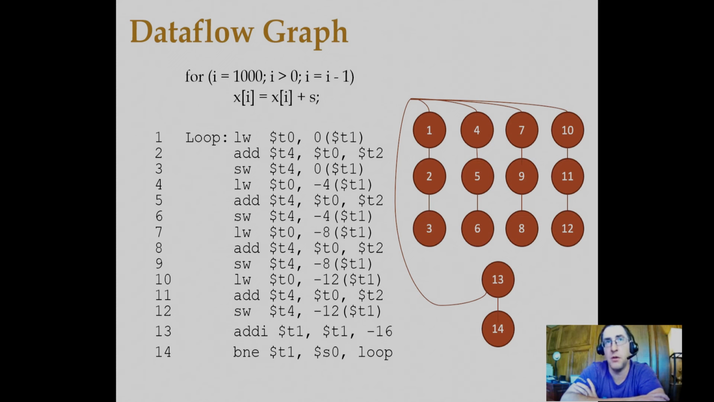But 1, 4, 7, and 10 can all happen at the same time because they have no dependencies with each other. Note, however, that 1 and 4, for example, have an output dependence on each other, right? They both write to T0. Write after write and write after read are name dependencies, because they're dependencies in name only, the name of the register. There's no reason we can't load word into something other than T0. T5 is apparently available. Let's load word into that instead. So just picking a different name.